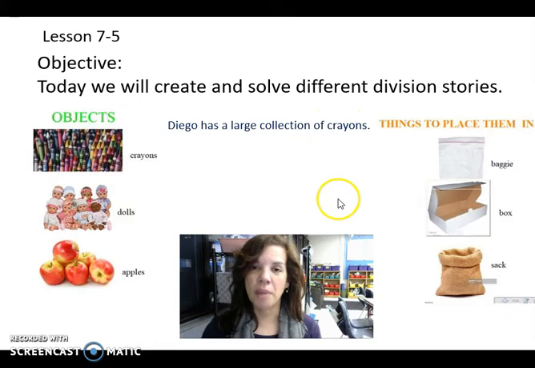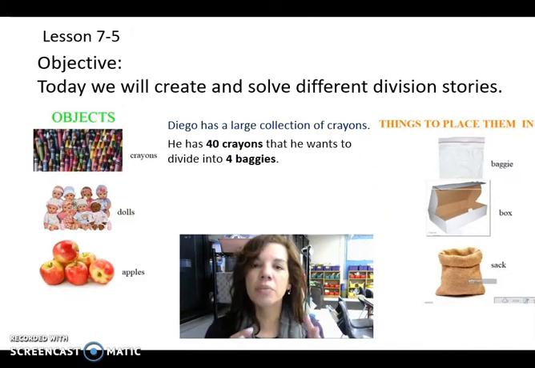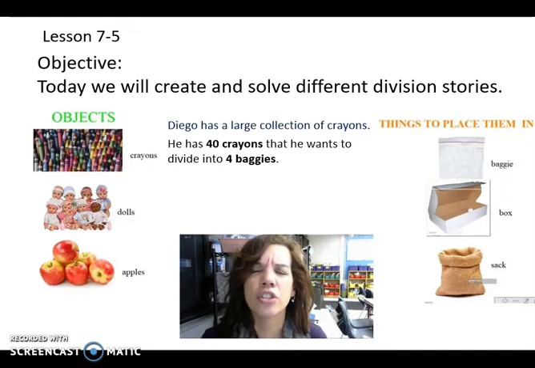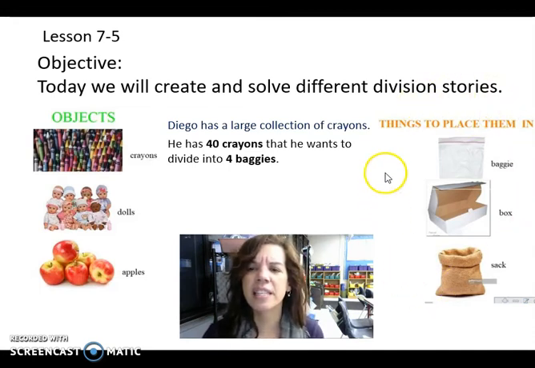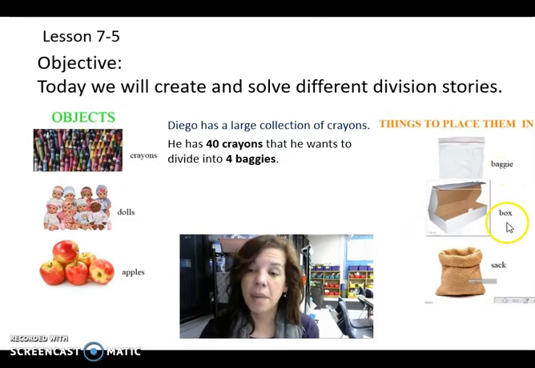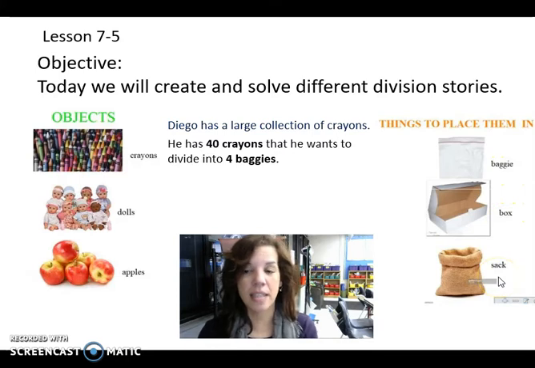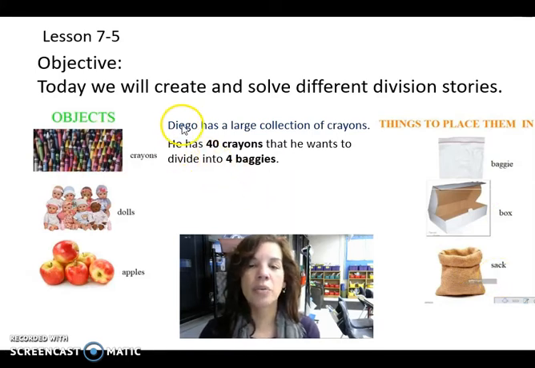The second part of our problem that I want us to work on, so we know that Diego has a large collection of crayons. The second part is to actually tell the reader how much is in the collection and what does he want to do with this collection. So in this case, what are the things that the person who's collecting will place them in? Maybe they're putting it in a baggie. Maybe it's in a box, or perhaps it's inside a sack. So in this case, we have Diego with a large collection of crayons. He has 40 crayons that he wants to divide, compartir, share, put equally into 4 baggies.